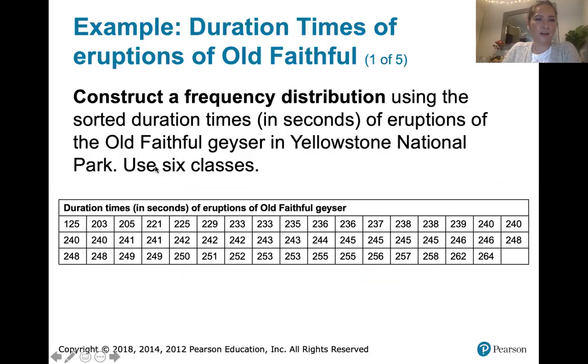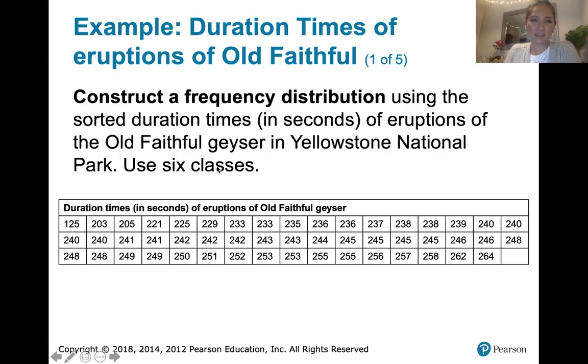So we are given this data. We've got 50 numbers here in this table, and we want to make sense of that data. So one way that we can do that is we can create this table called a frequency distribution that will summarize all of the data for us. We're asked to construct a frequency distribution using 6 classes.